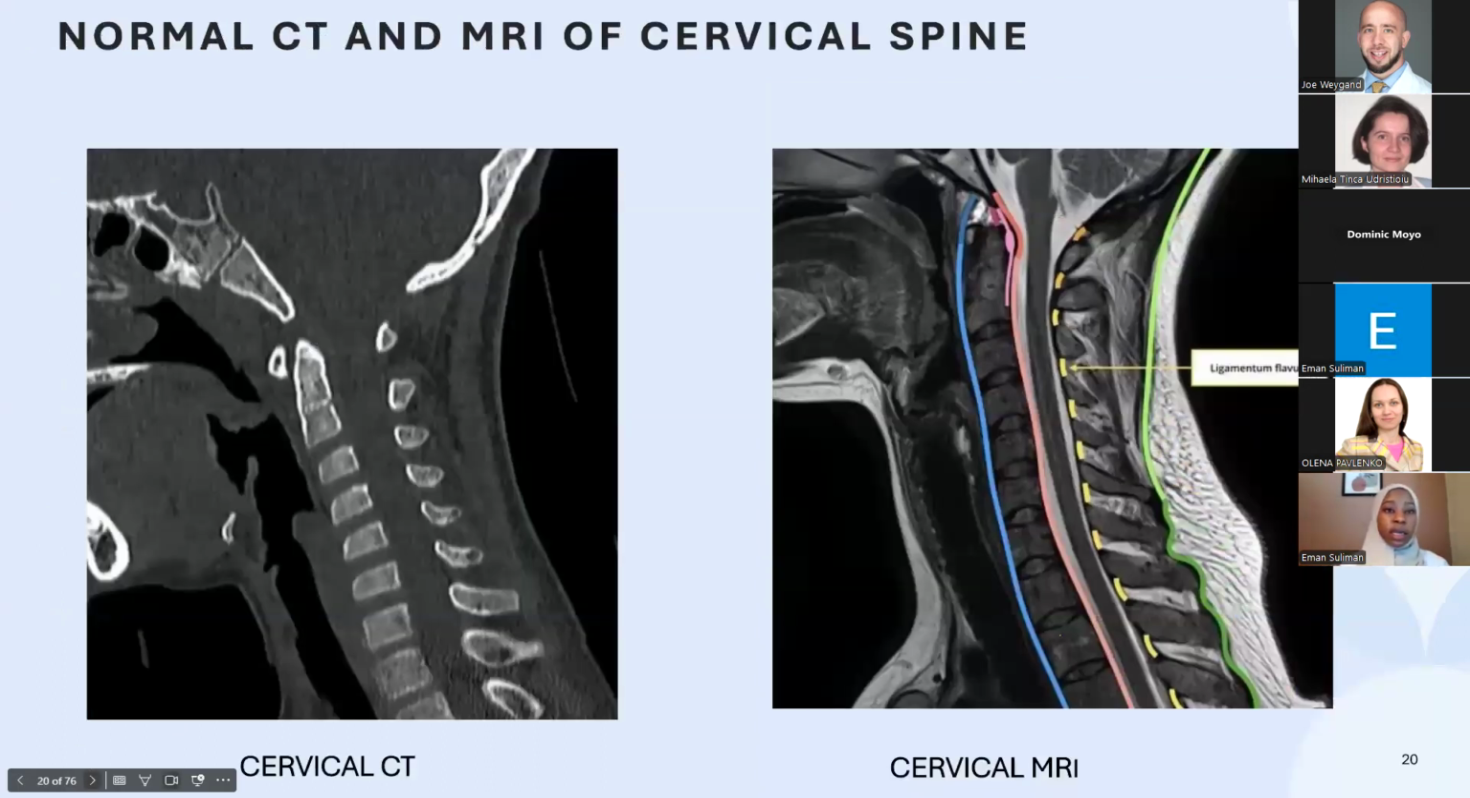Here is the normal CT of the cervical vertebrae. It's showing the bony structure better, and as we can see here, the MRI is better at visualizing soft tissue. Here we can see the spinal cord and the vertebral disc.